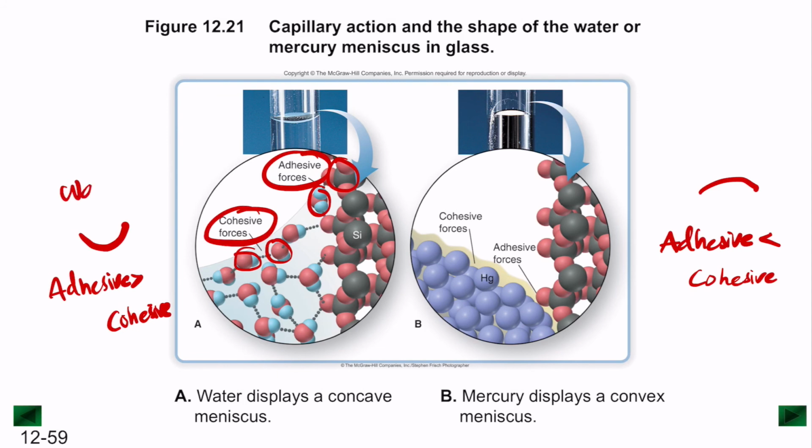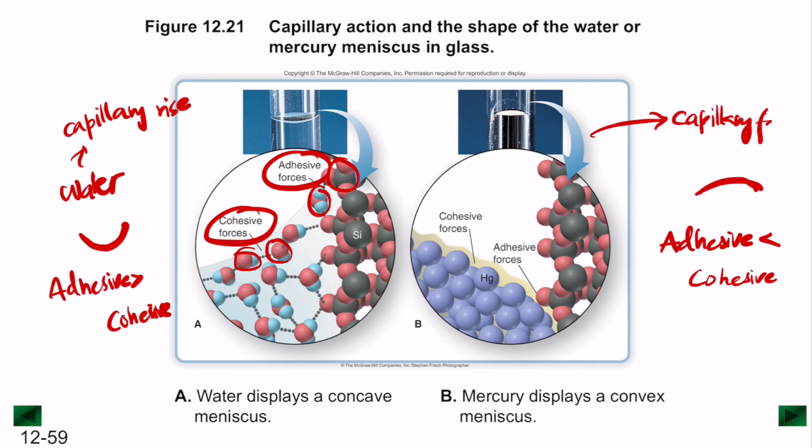For water, you will see an upward meniscus. For mercury, you will see a downward meniscus or a convex meniscus. This is due to the adhesive and cohesive forces. And this is the reason why water exhibits a capillary rise. When you put it in a small tube, it rises. When you put a small tube with mercury into a big jar, you will notice a capillary fall.